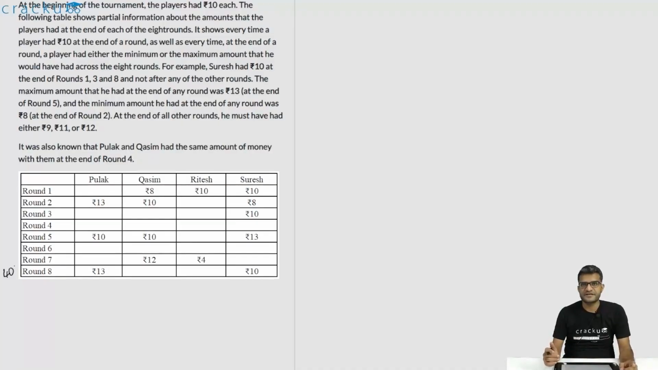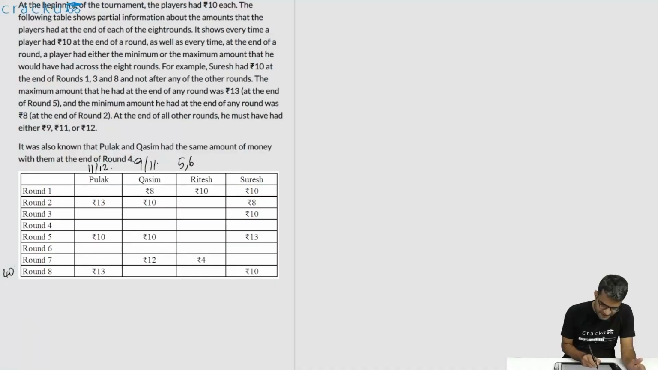Another thing you should identify is what the missing numbers in Pulak's column are. Pulak got a maximum of 13 and a minimum of 10, so all the remaining numbers will be either 11 or 12. Similarly for Kasim, the minimum is 8 and the maximum is 12 and all the 10s are given, so all the missing numbers should be either 9 or 11. For Ritesh, the maximum is 10 and the minimum is 4, so all the missing numbers should be either 5, 6, 7, 8 or 9. For Suresh, the minimum is 8, the maximum is 13, all the 10s are given, so the missing numbers will be either 9, 11 or 12.